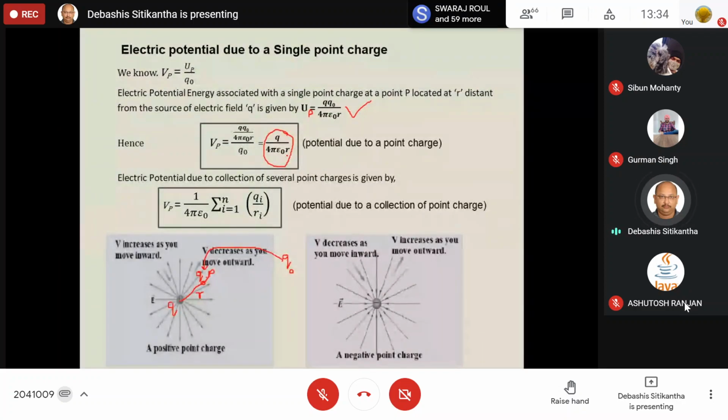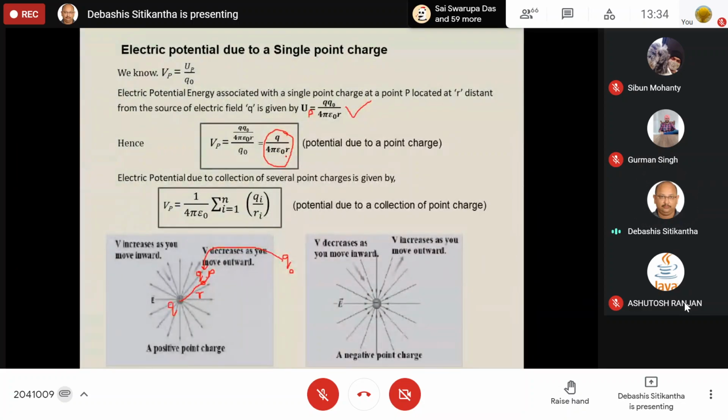Or rather, I will say that your electric potential is completely independent of the test charge. That means the purpose of the test charge is only to find the electric potential. But in order to find that, I have to bring a test charge to do it.